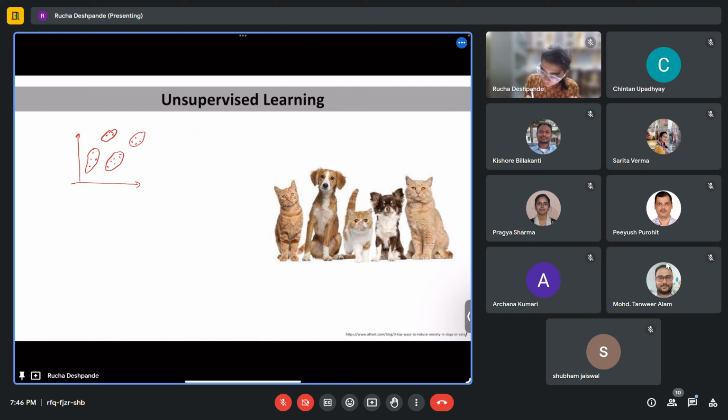So here the cats would be categorized into one cluster based on their different features like eyes or ears and other features, and dogs would be categorized into a different cluster. So there would be different clusters depending on similarities in their features. This is an example of unsupervised learning.